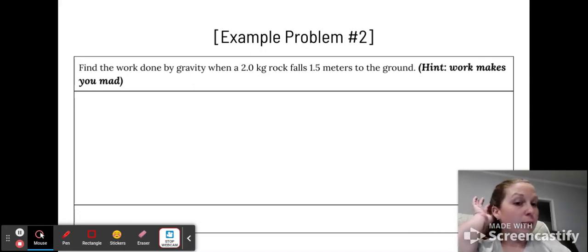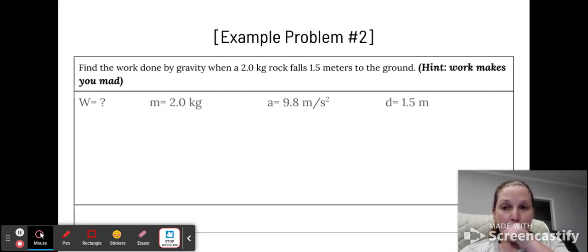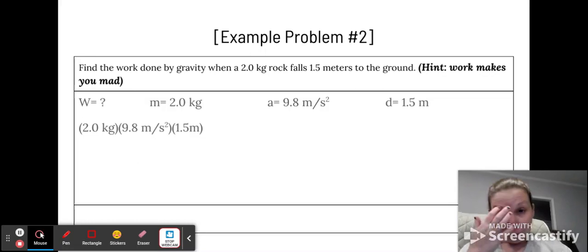This is important because it gives you the calculation you need. MAD is our calculation, where M is mass, A is acceleration due to gravity, and D is distance. You need all three of those to figure out work. We have a 2 kilogram rock. Our acceleration due to gravity is 9.8 meters per second squared. Remember, that's a constant. And then we have the distance of 1.5 meters.